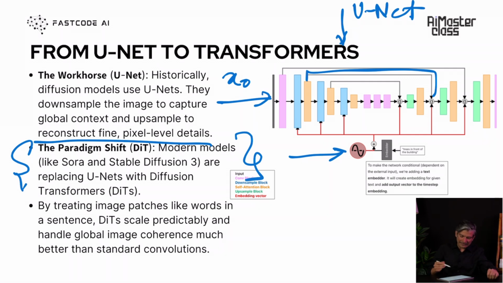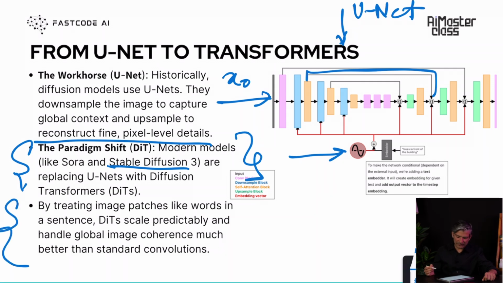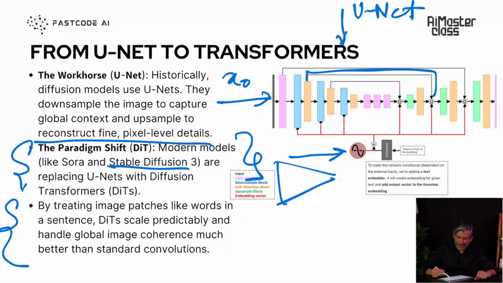And then the major paradigm shift happened when we started using transformers for diffusion models, and this came about in Stable Diffusion 3 or models like Sora, where we are replacing UNets with diffusion transformers, these DiT blocks. By treating image patches like words in a sentence, DiTs scale predictably and handle global context, global image coherence, much better than standard convolution. Another thing that happens, especially when you use these DiTs, is that you don't directly work with pixels. You use your VAE. You take the latent in the middle of the VAE, right, which is of lower dimension as compared to your input. And then you patchify it.